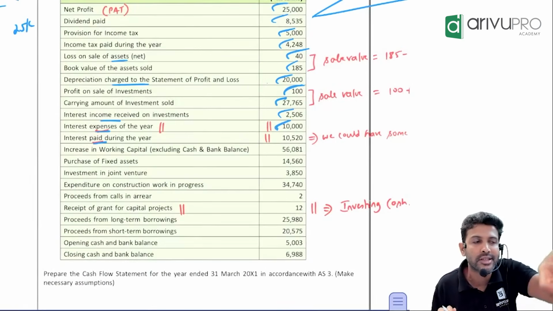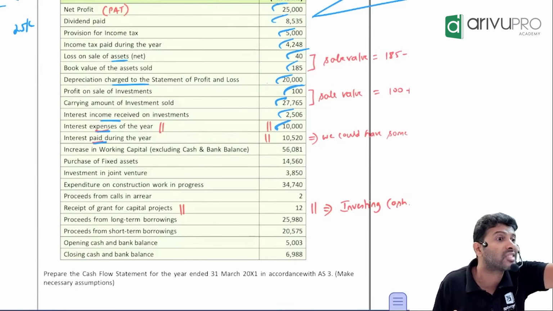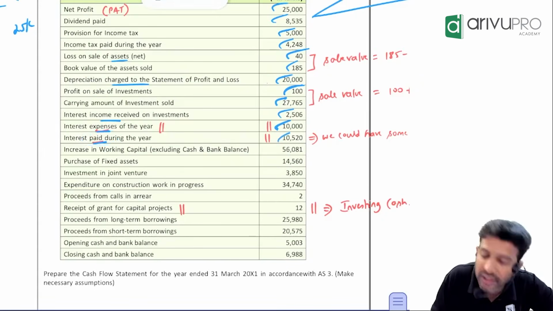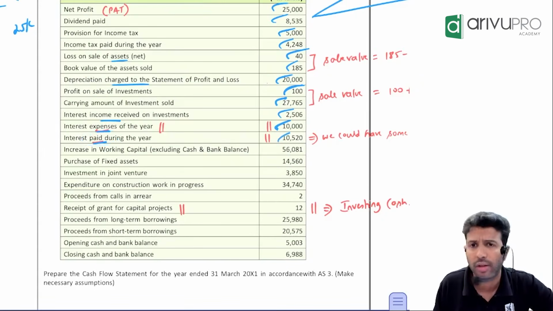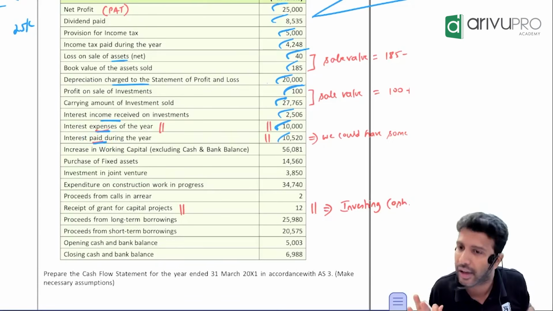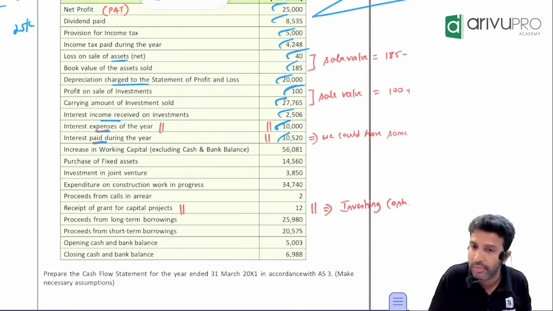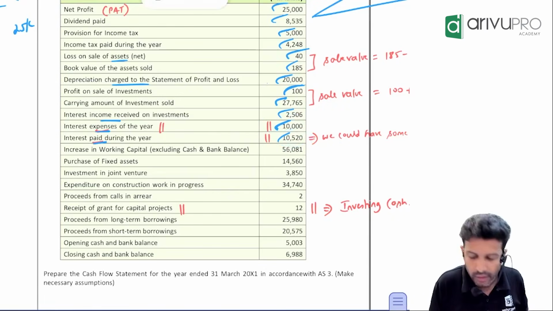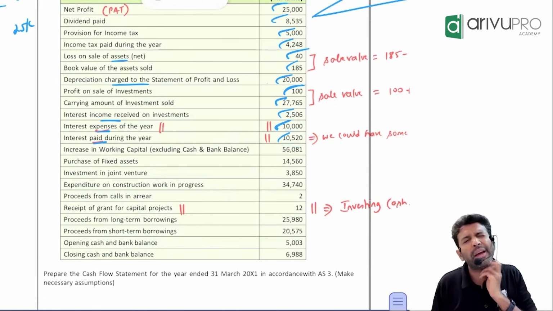In the absence of information, we always assume interest expense and interest paid are the same. But here, look at the very next line. What have they told? Interest paid is how much? 10,520. You could have last year's outstanding interest also, no? Which could be settled in the current year. So it need not match. It may be more or it could be less. But how much have you paid? 10,520.